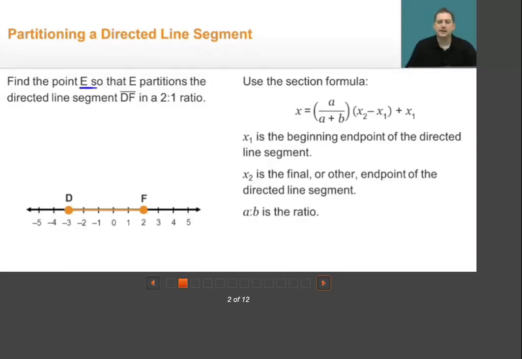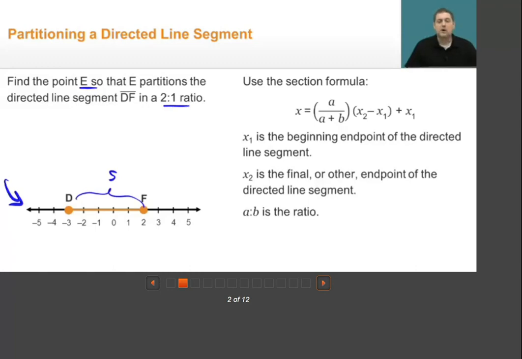We want to find point E on this number line that's between D and F such that it's going to partition directed line segment DF into a 2-to-1 ratio. I can just look and see that this line segment is 5 units long. And a line segment that's 5 units doesn't lend itself nicely to a 2-to-1 ratio. We're going to get a fraction instead of a whole number for our partitioned point. So we just need to keep that in mind.